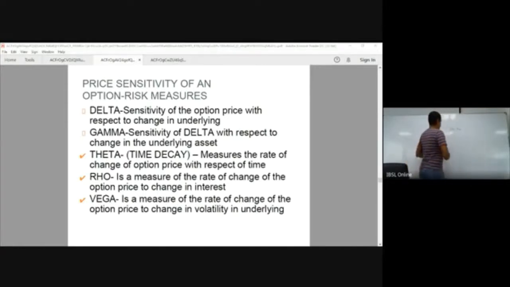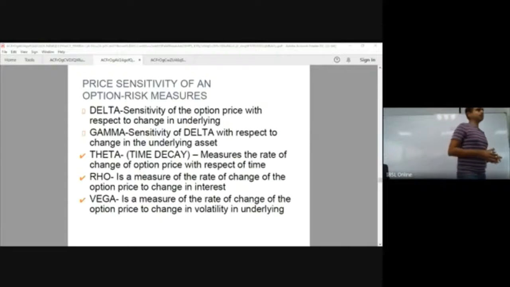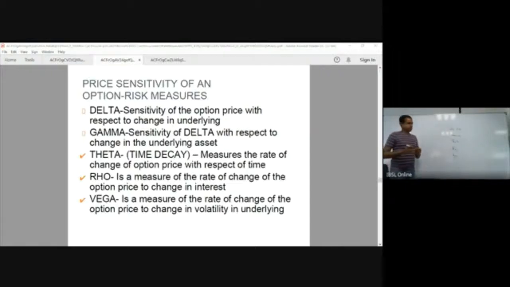Then gamma measures the change in delta for a given change in the underlying price. Then we have theta. What is the option premium sensitivity? How much does the option premium change when the time period changes? Rho: what is the change in option premium when interest rates change? And vega: by how much does the option premium change when volatility changes?